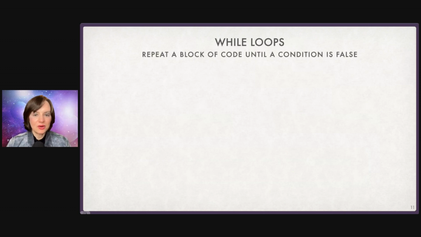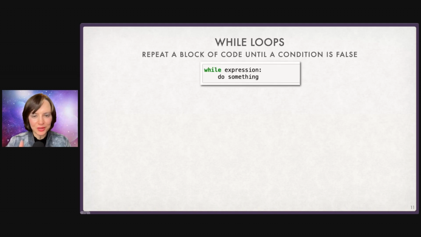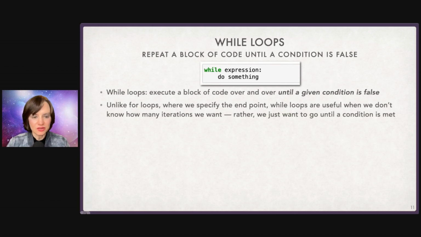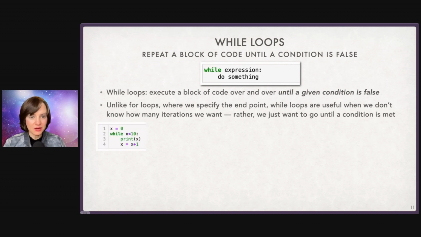While loops. So a while loop means we repeat a block of code until a condition is false. This sounds almost identical to a for loop. Let me break it down. So the way we're going to write a while loop is we're going to say while expression, do something. Fantastic. So we're executing a block of code over and over again until a given condition is false. Unlike for loops, where we specify the endpoint from the range 0 through 10, a while loop is useful when we don't know how many iterations we want, but we want to go until some condition is met. So here are some examples.